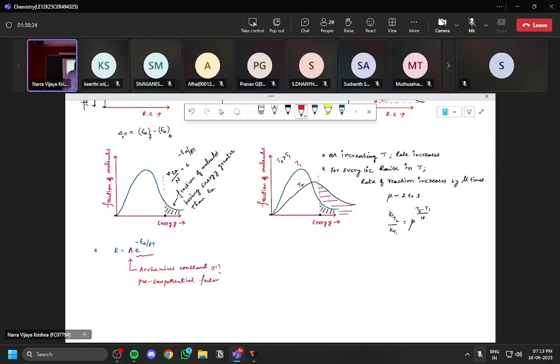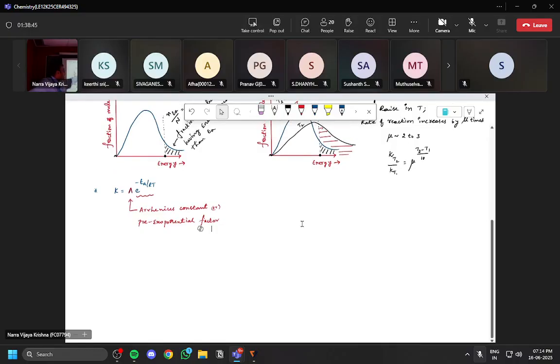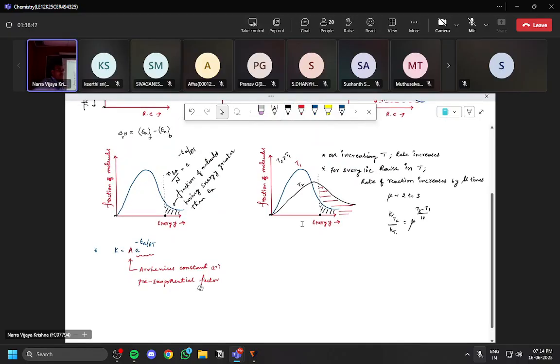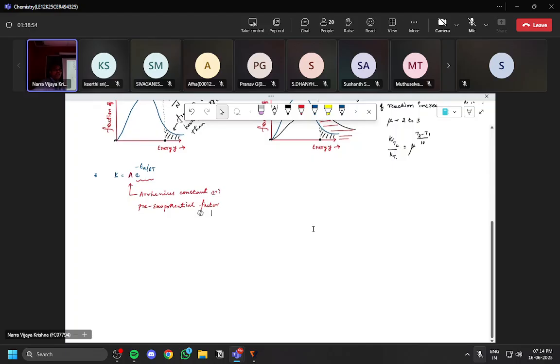Now see this, this is a fraction. If this fraction value is 1, then K becomes A. What is the meaning of this fraction becoming 1? It means all molecules convert into product. Correct or not?